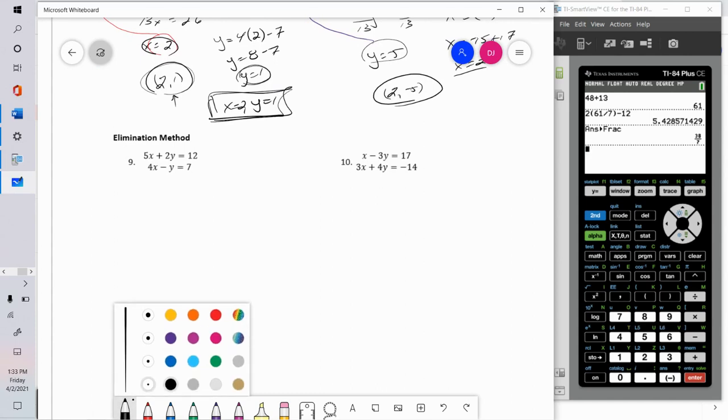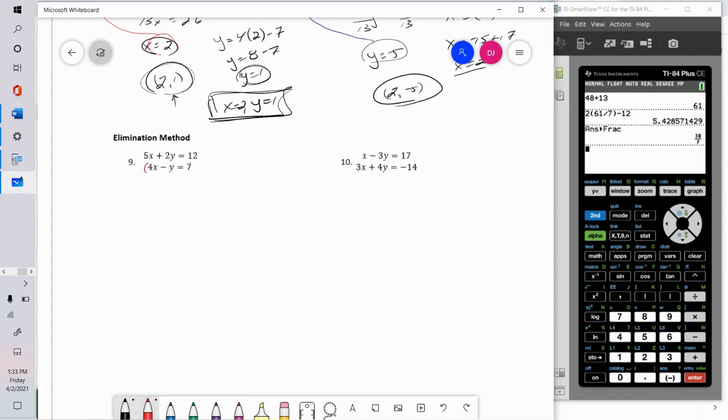What if I multiplied this bottom equation by 2? If I multiply that bottom equation by 2, the top equation stays 5x plus 2y equals 12. But the bottom equation becomes 8x minus 2y equals 14. Now, do you see what I'm going to do? This method, remember, is either called the elimination method or the linear combination method, and both fit. I'm now going to combine the two equations, and that's going to eliminate one of my variables.